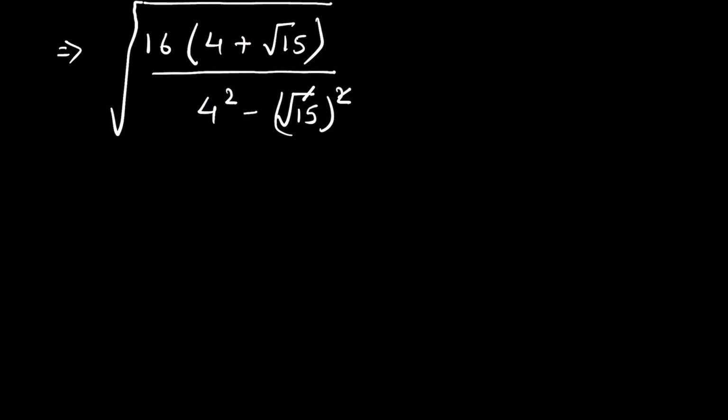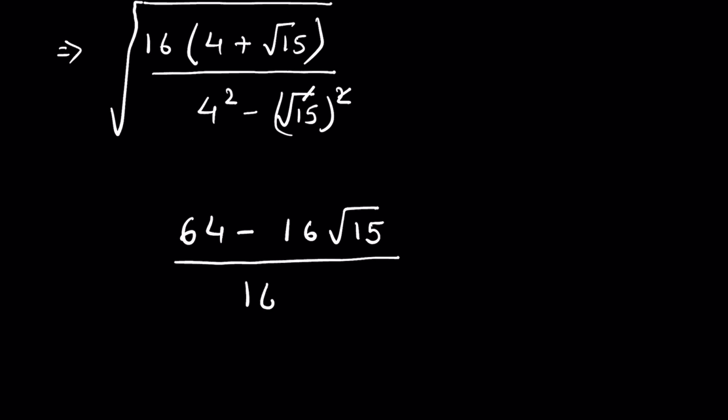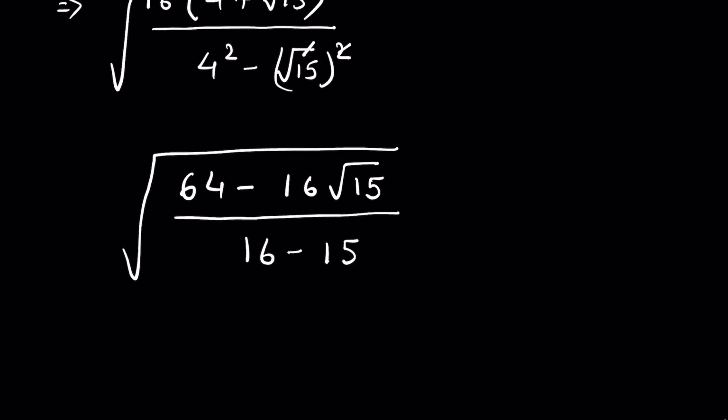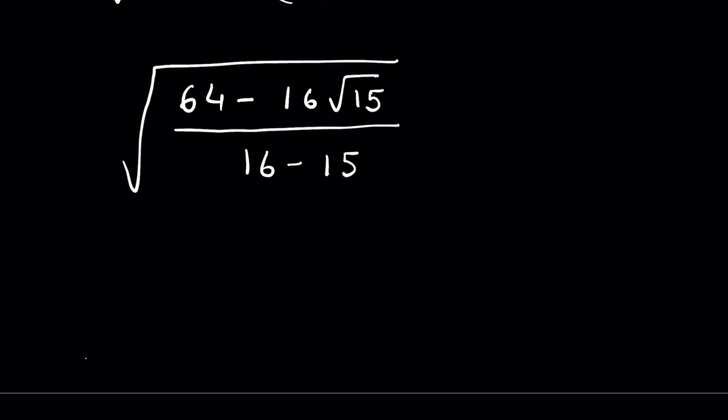So 16 times 4 is 64 minus 16 times square root of 15, upon 4 square is 16 minus square root of 15 square; the square root gets removed with the square, so it is 15, under square root. 16 minus 15 is 1. Now we have 64 minus 16 times square root of 15, under square root.